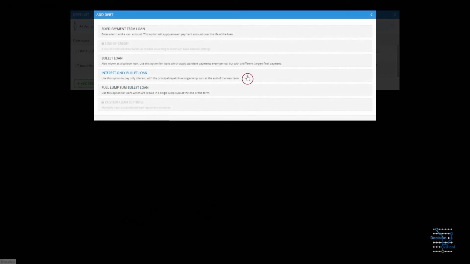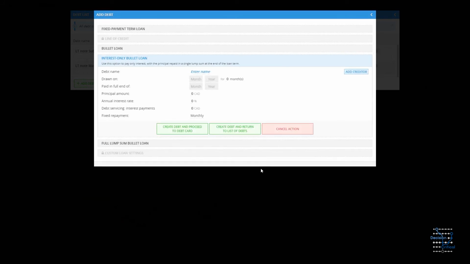As we can see, the scenario already has some loans drawn by the business. To add a new loan, click Add Debt. Let us add an interest-only bullet loan. Let's call it Long-Term Note SI Bank. Drawn on December 2018, repaid after the business no longer has a cash deficit, say August 2020, with a principal amount of 12 million Canadian dollars, paying an annual interest rate of 1.75%. Click Create Debt and proceed to Debt Card.